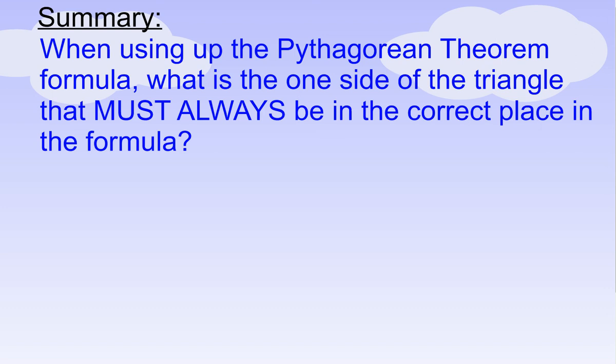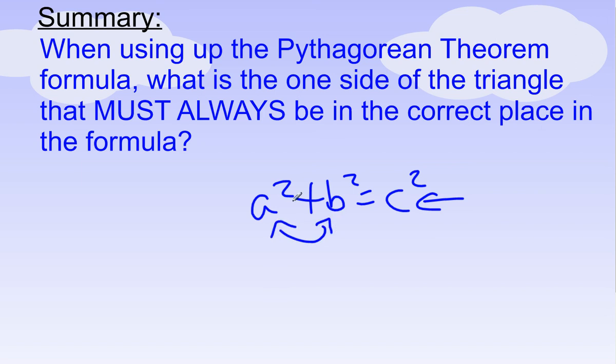The summary says, when using the Pythagorean theorem formula, what is the one side of the triangle that must always be in the correct place in the formula? Go ahead, pause the video. This one's pretty easy. Maybe you already know it off the top of your head. The answer is the hypotenuse. The hypotenuse has to be placed in the spot for the C in the Pythagorean theorem. A squared plus B squared equals C squared. This has to be the hypotenuse. The other two legs can be A or B, flip-flopped. It doesn't matter exactly where they go. But this must be the hypotenuse.